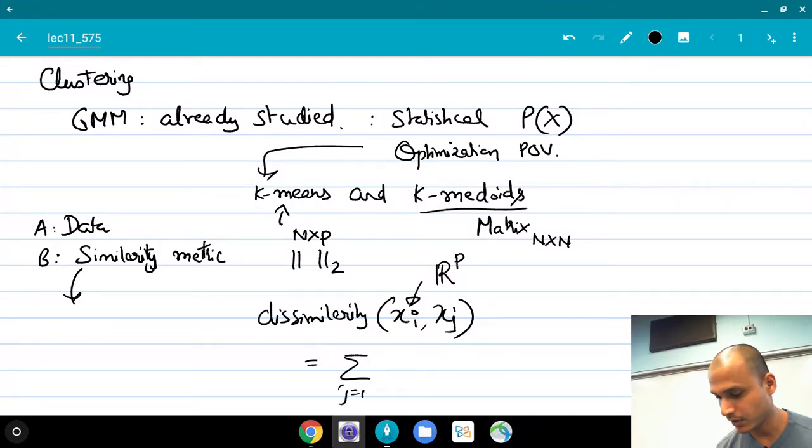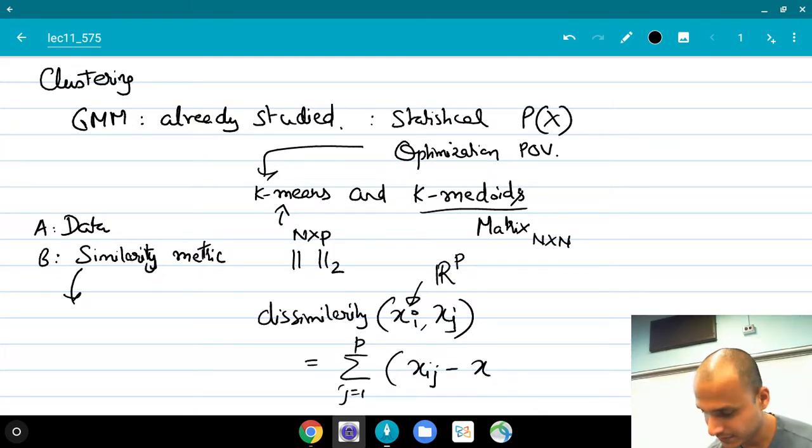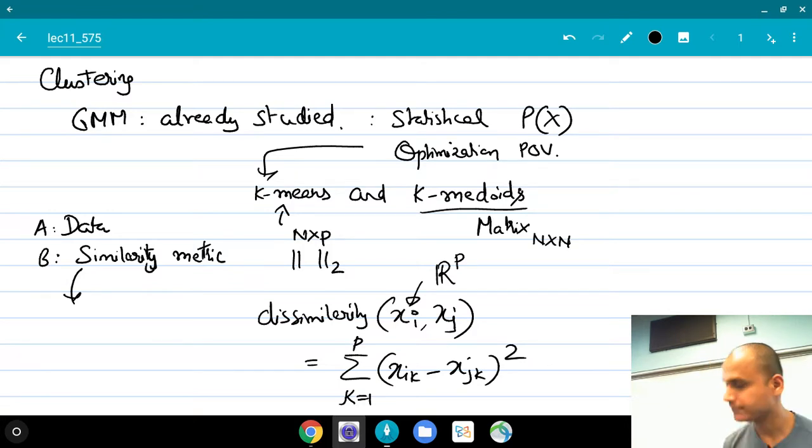Sum over k is equal to 1 to p of xik minus xjk the whole square, right? So this is just an example. Is everybody fine with this definition of a dissimilarity metric? And then you can convert it into a similarity by just saying, what are the ways in which you can convert it into a similarity metric? Any ideas? Any simple ideas?